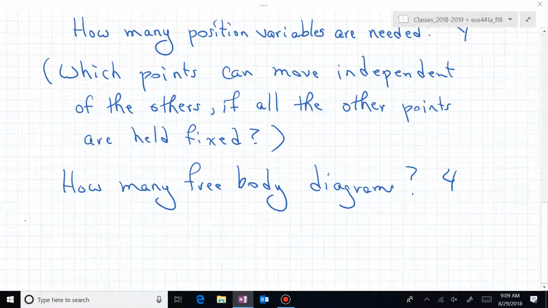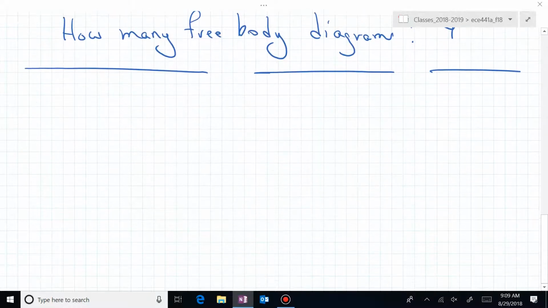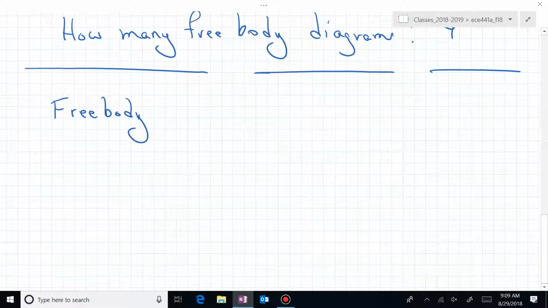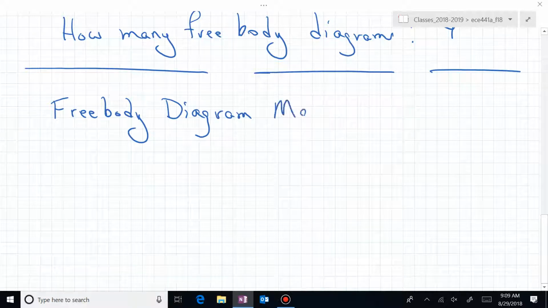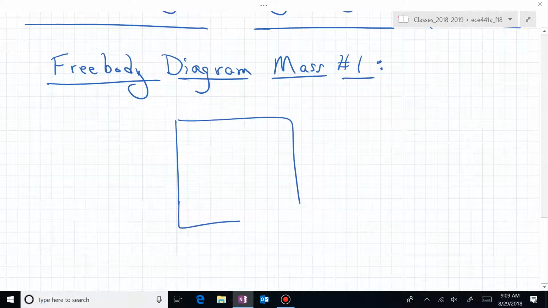And I'm going to now, with your help, try to sketch the first one, and then we'll turn you loose to see what you can do on some others. So let's look at, by yourself, free body diagram for mass number 1, which begins, obviously enough, with a mass.